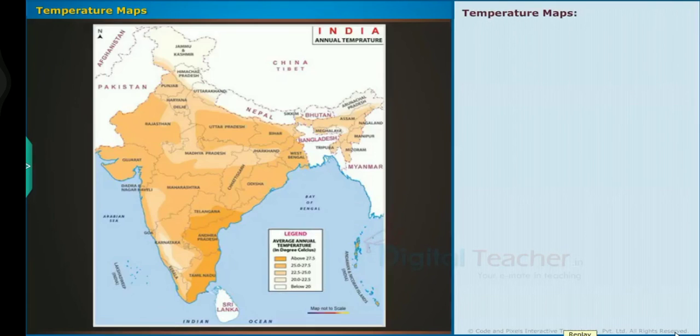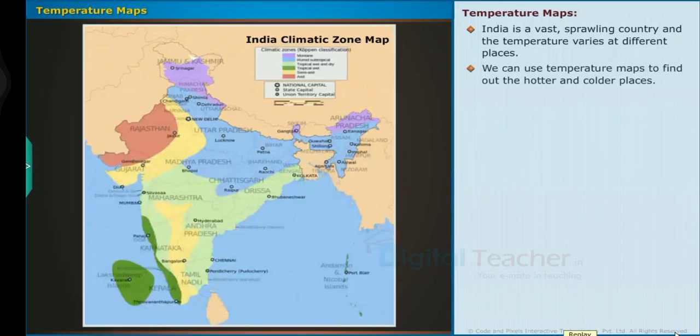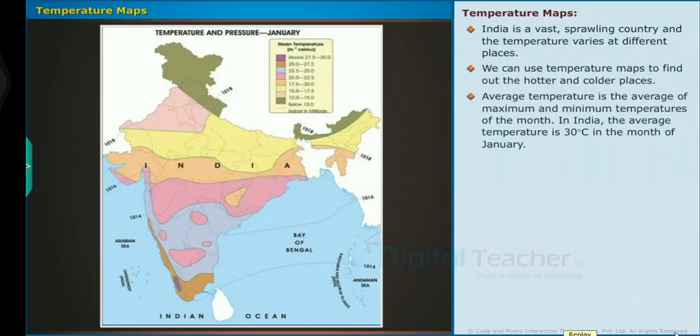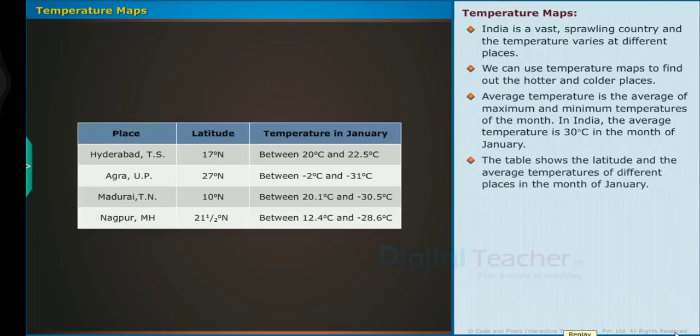Now, let us learn about temperature maps. India is a vast, sprawling country and the temperature varies at different places. We can use temperature maps to find out the hotter and colder places. Average temperature is the average of maximum and minimum temperatures of the month. In India, the average temperature is 30 degrees centigrade in the month of January. The table shows the latitude and the average temperatures of different places in the month of January.